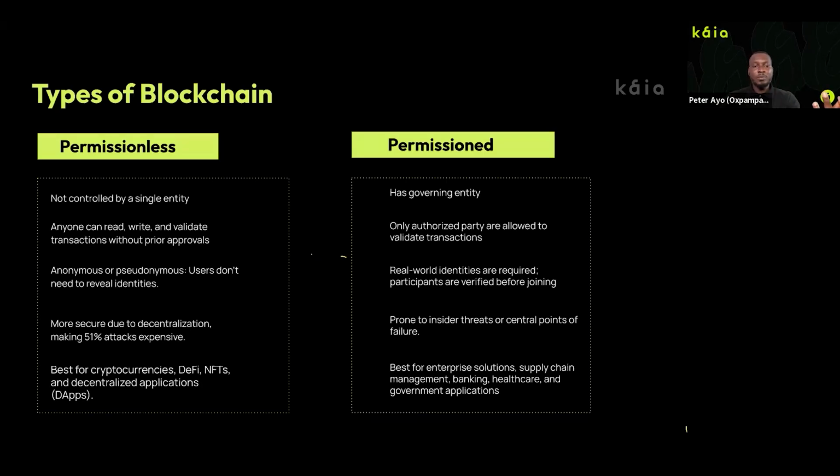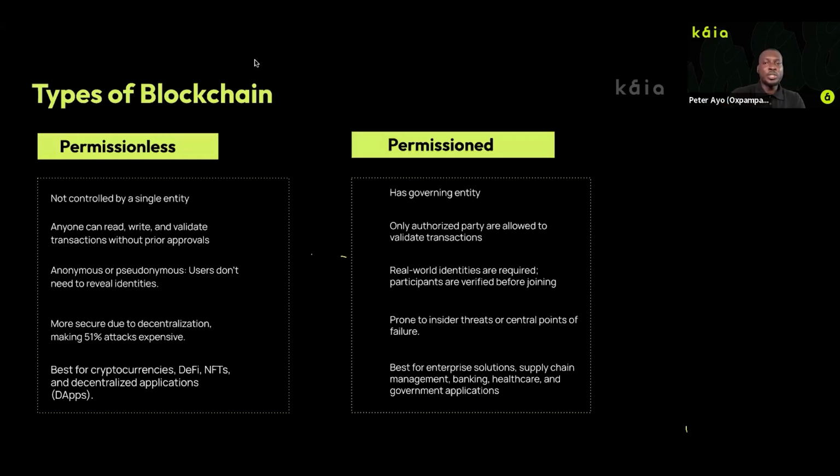And so for a permissionless network, you can build various use cases around cryptocurrencies, DeFi, NFTs. When we say DeFi, we mean decentralized finance. When we say NFTs, we mean non-fungible tokens, and basically just build quite a number of decentralized applications, right? That's that about permissionless blockchain. And so examples of permissionless blockchain will be Kaia, Bitcoin, Ethereum, and so on and so forth.